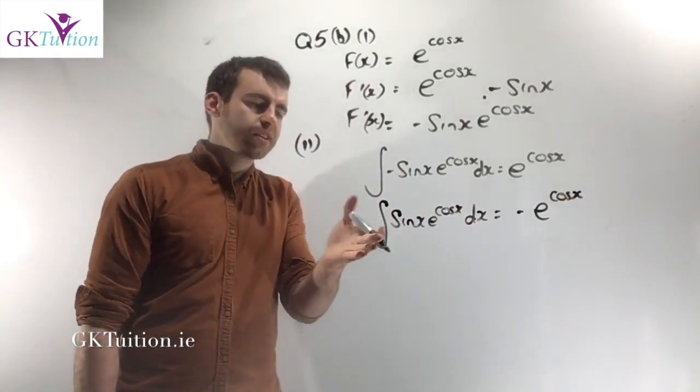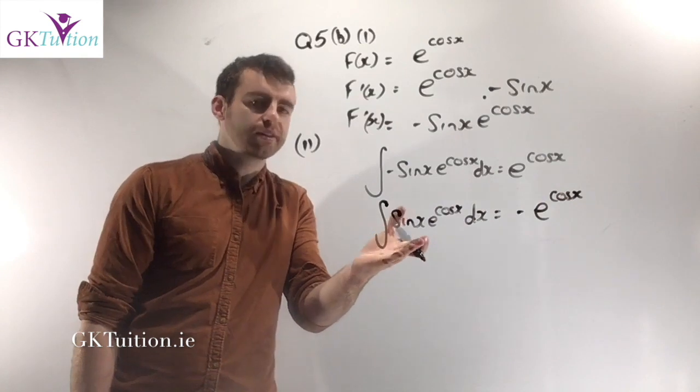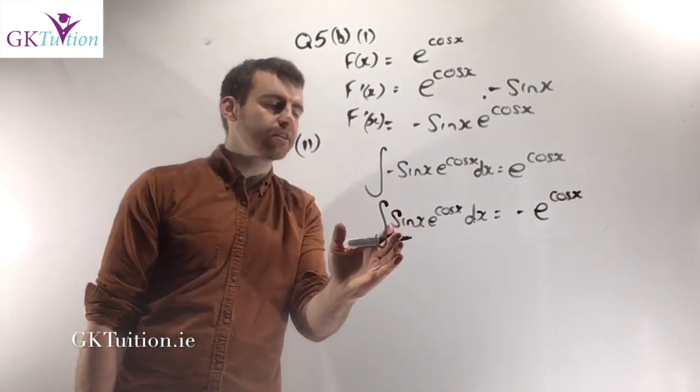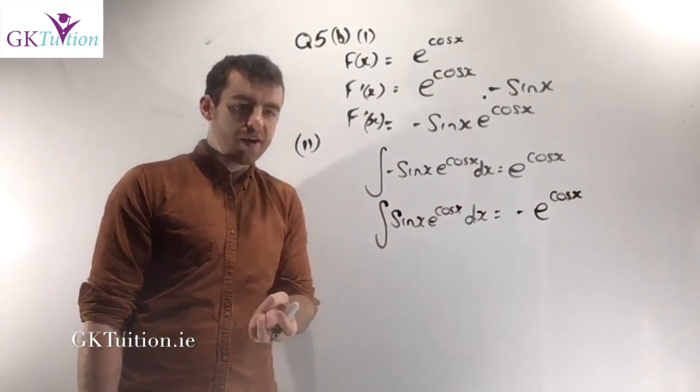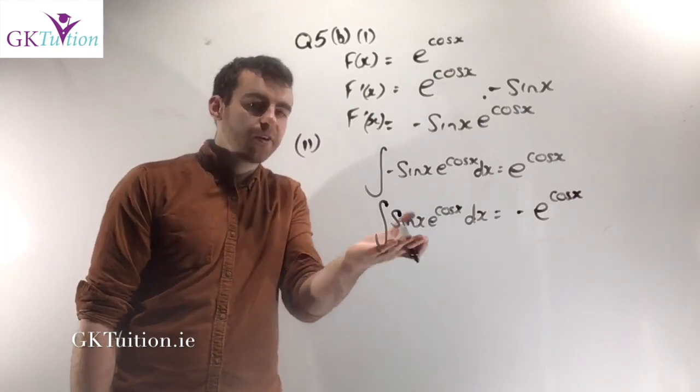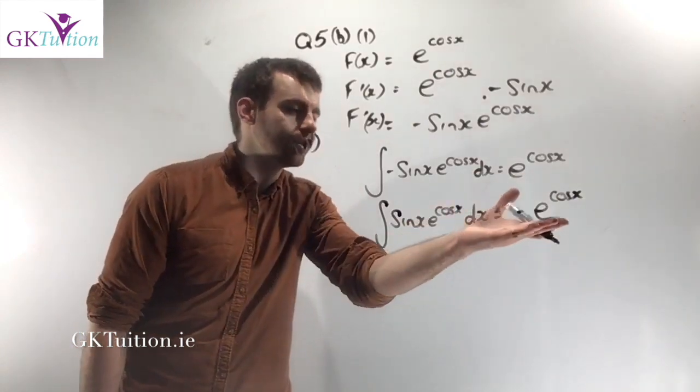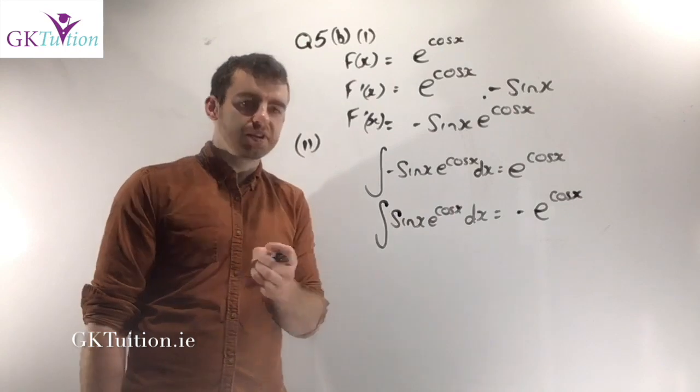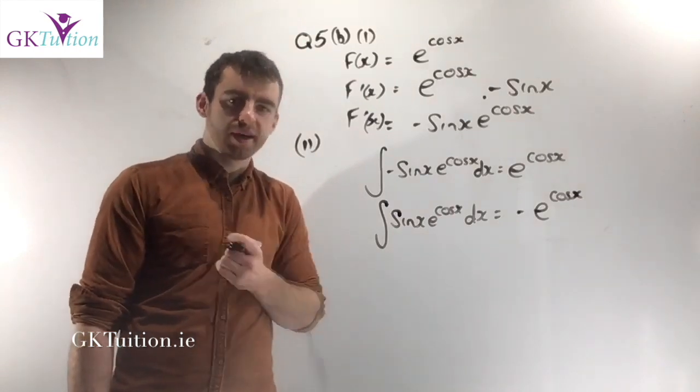Now, I want you to notice that I never actually attempted to integrate sine x e to the cos x. However, I do have an answer. I know that if I integrated this, I would end up with minus e to the cos x. And now I just need to sub in the limits and work out the answer.